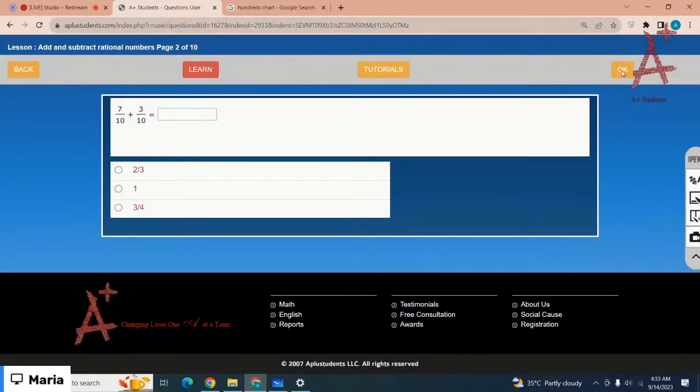The next one is 7 by 10 plus 3 by 10. So how do you add? They have like denominators, right? You simply have to add their numerators. So 7 plus 3 makes, very good, 7 plus 3 makes 10. That would be 10 over 10, and 10 over 10 equals 1. The correct option is 1.